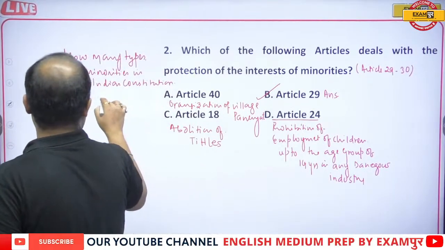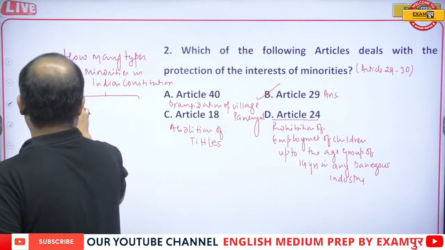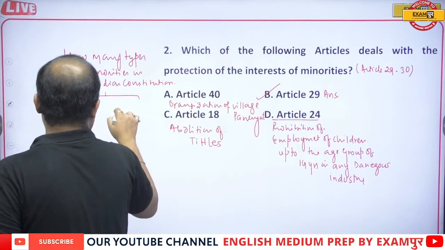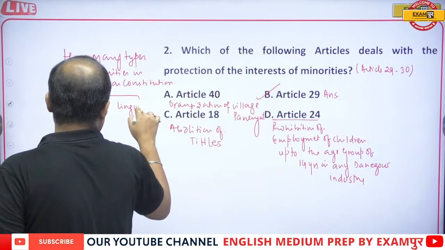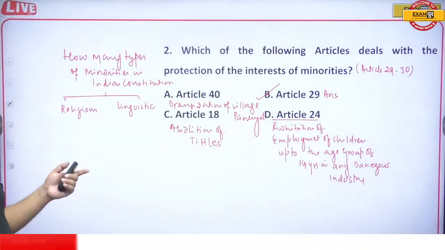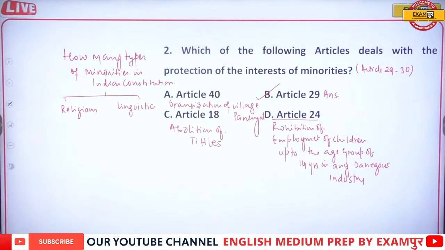First of all, guys, the number of minorities is two. One is religious minority. Next is linguistic. Religious minorities and linguistic minorities are there, my dear students. Okay.